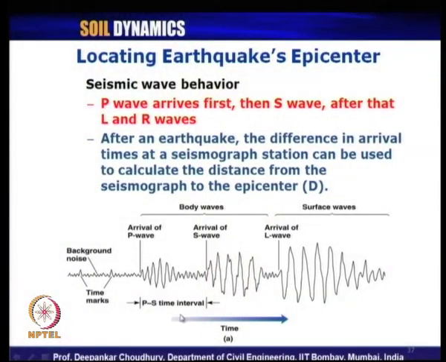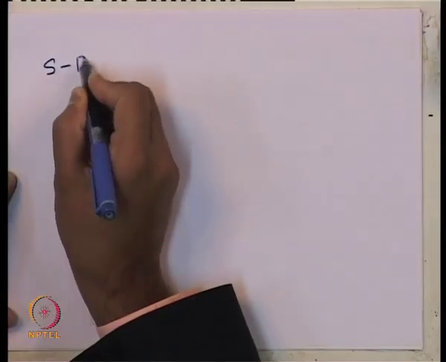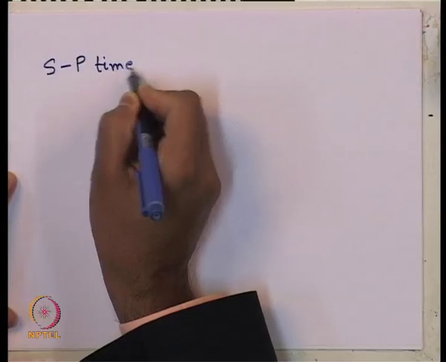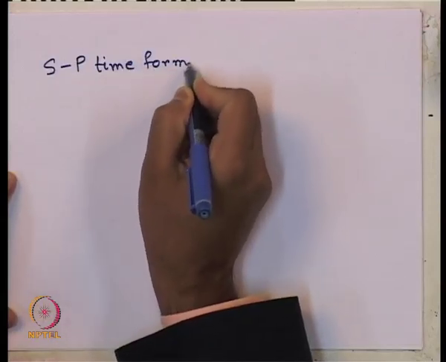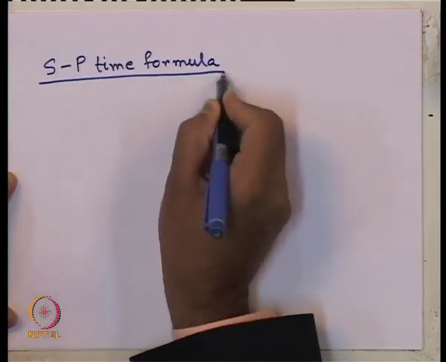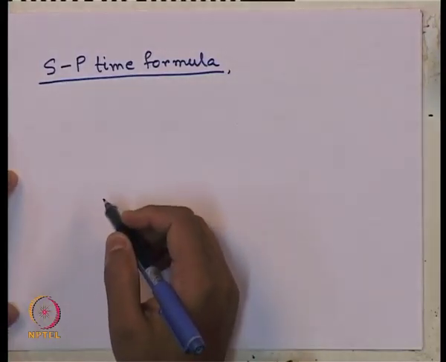So, we can get their arrival times from the stations or this seismograph, and of course, the Love wave and Rayleigh wave keep on coming and getting recorded. So, we are concentrating on this aspect, that is, the time difference between P wave and S wave. How can we make use of this? By using the S minus P time formula we can locate the distance of an epicenter.